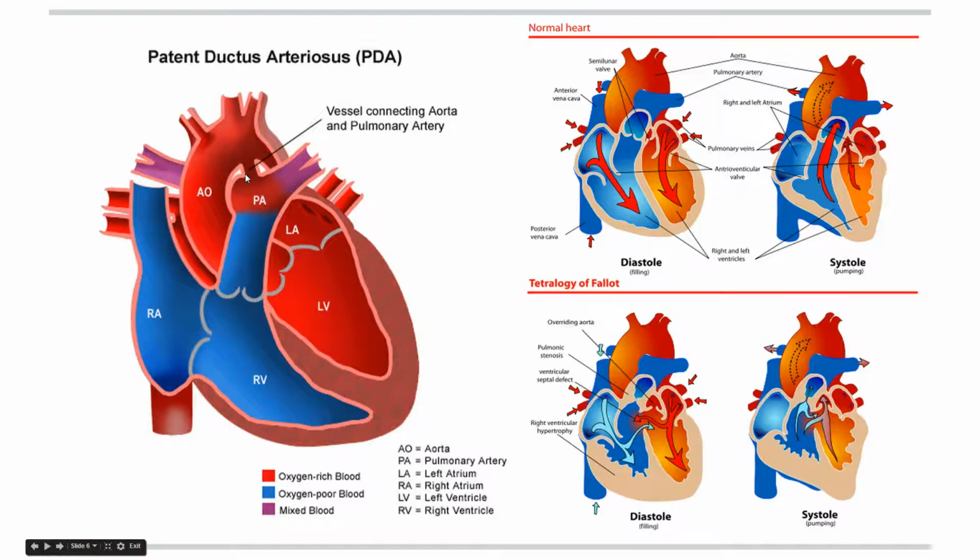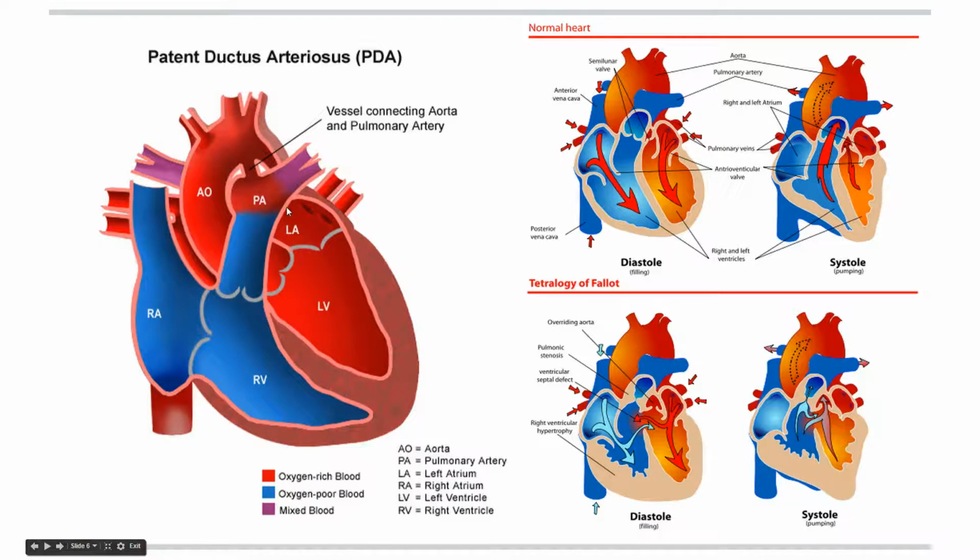In children who are not yet born, their lungs are obviously not working because they are still inside their mother's womb. That is why there is this passage here in unborn babies that allows more efficient blood flow throughout the body. The blood that the babies receive is already oxygenated, and it is then sent directly from here into the aorta and through the rest of the body.